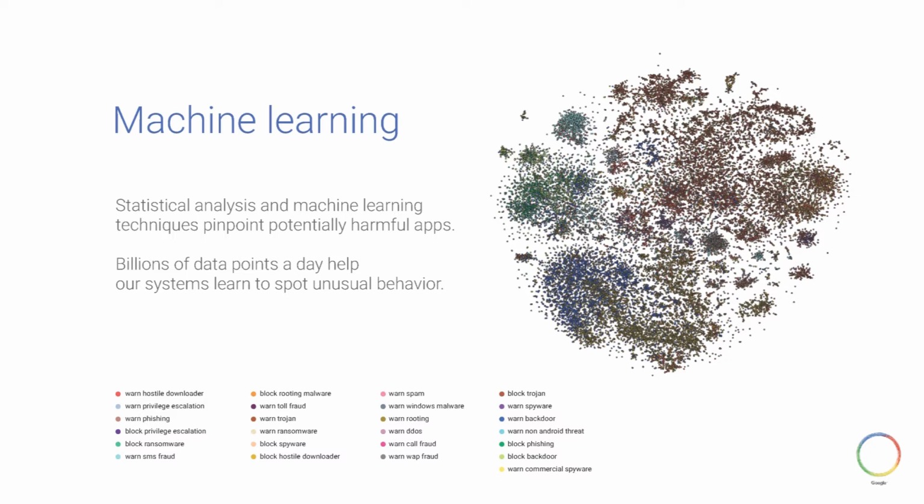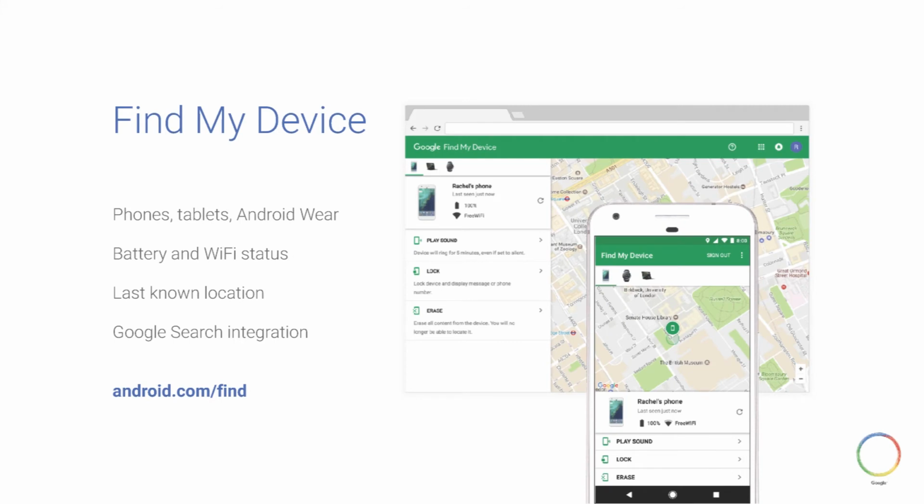This graph here, just in case you're curious, actually shows a cluster of a few different potentially harmful applications that have shown harmful behavior out there in the wild. So we're using these systems to make some of these decisions for us, so you don't have to worry about this as a user, using our technology for your benefit.